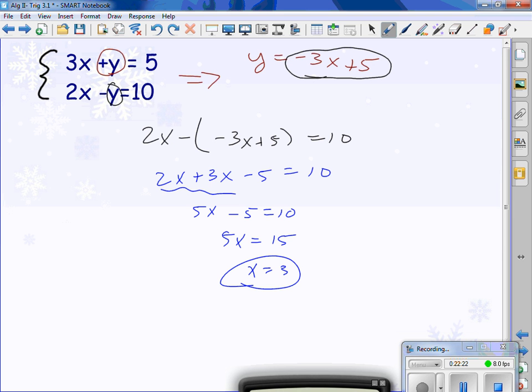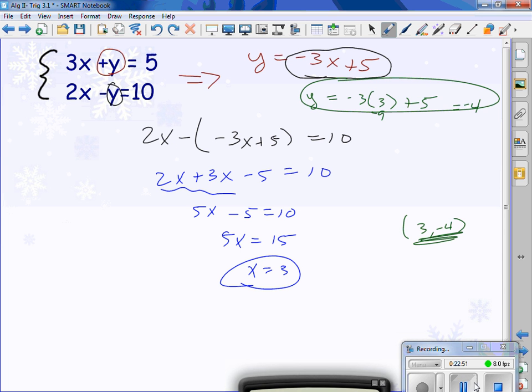Now I've got to find out what y is. I can take this x and put it into any of these problems. Which one do you want to put it into? I'm going to put it into the top one over here. Y equals negative 3 times 3 plus 5. Negative 3 times 3 is negative 9, plus 5 is negative 4. So my solution is 3, negative 4. Questions?